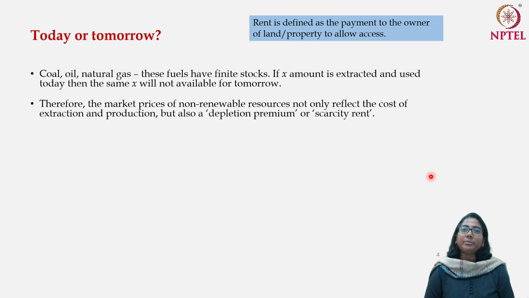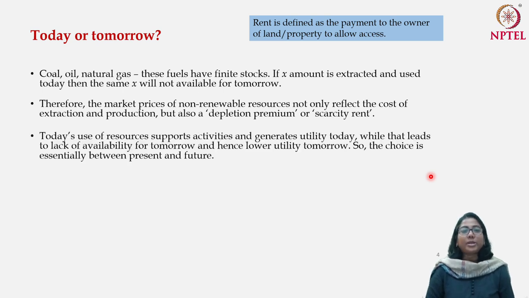What is rent? In the economic literature, you will see this word very frequently. Basically, rent is defined as a payment to the owner of land or any other property to allow access. So when we talk about scarcity rent, it is as if you are paying a rent because you are using this non-renewable energy today and at the cost of tomorrow. So that is the concept of scarcity rent. If you go deeper into the literature of non-renewable resources, you will come across this concept of scarcity rent over and over again. It determines the path of depletion and the price of non-renewable resources in the market.